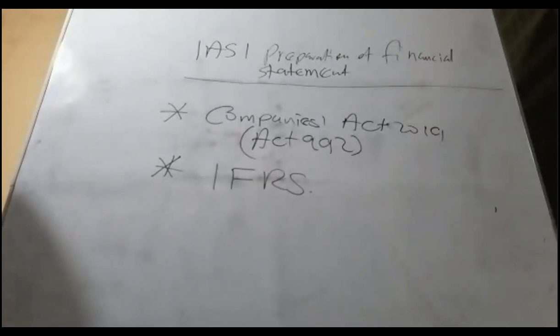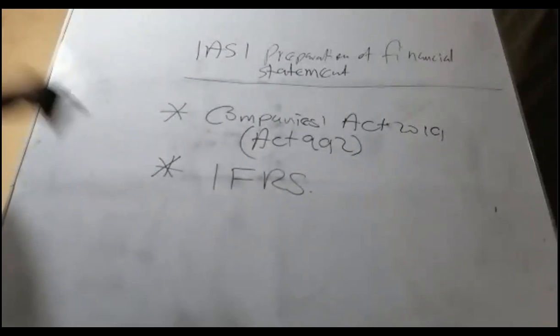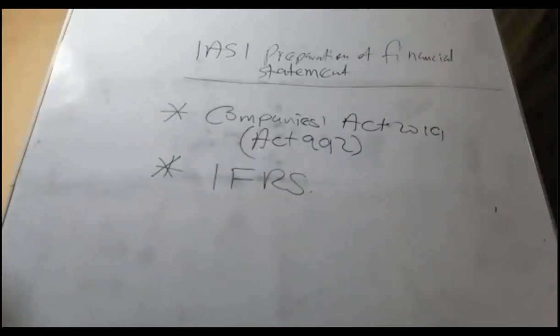So the Companies Code will tell you the set of accounts you should prepare. Then the IFRS will tell you how to prepare them. In exams, the examiner will make things look a bit abstract for you: prepare the financial statements suitable for publication in accordance with the Companies Act and the IFRS. When students see something like this, they think the examiner is looking for something different. No, it's still the same.